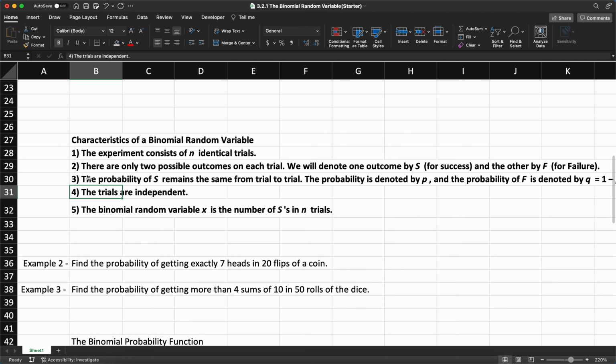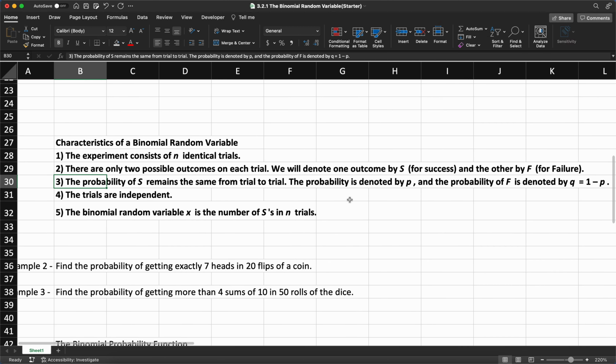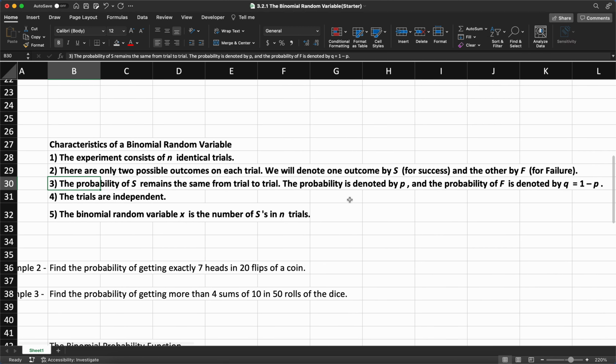The trials are independent. So remember the difference between independent events and dependent events. Dependent events will depend on the previous event, whereas independent events, it doesn't matter what happened previously, the events are independent and the probability stays the same. We're going to call the probability of a success P, and the probability of a failure is Q.